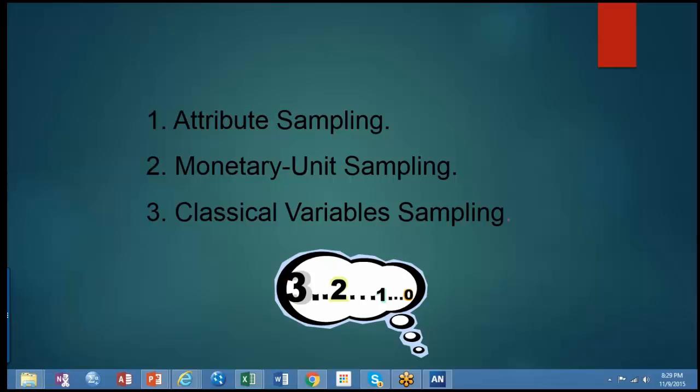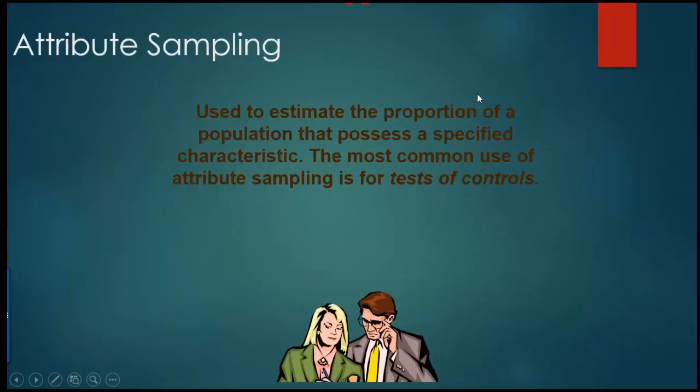The first thing we want to talk about is attribute sampling. A student asked me about attribute sampling, and let's just talk about this. Well, attribute sampling is used when we are testing internal controls. So when we're testing internal controls, the thing that we need to understand is what are we actually testing?